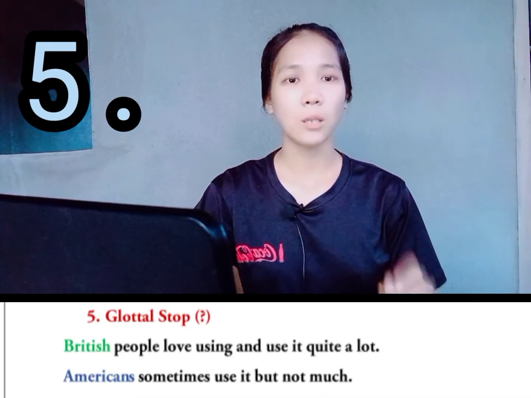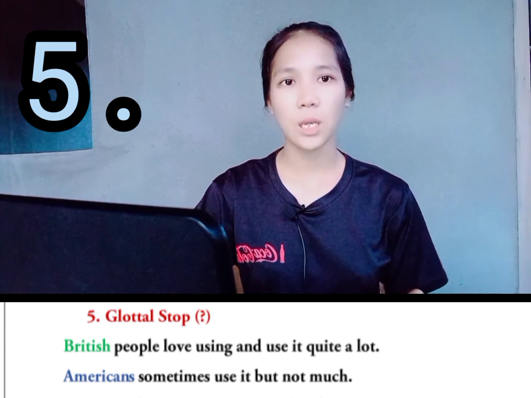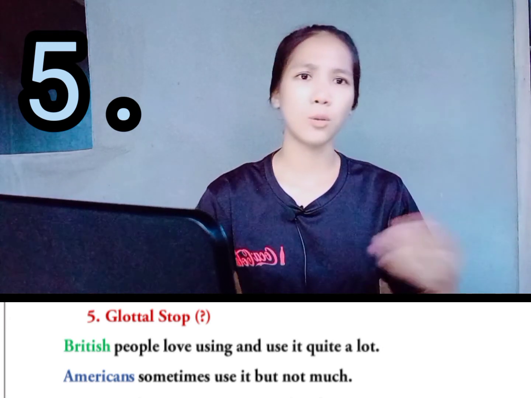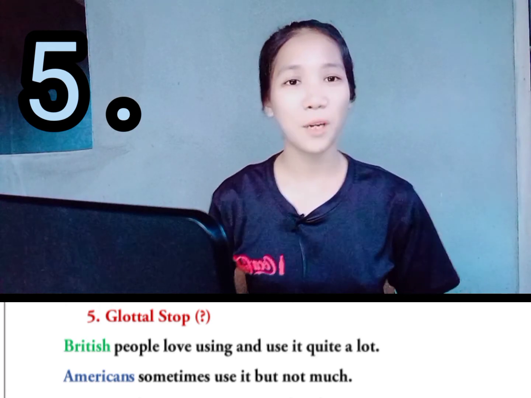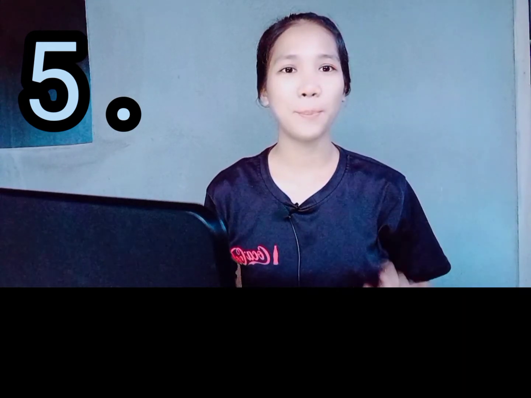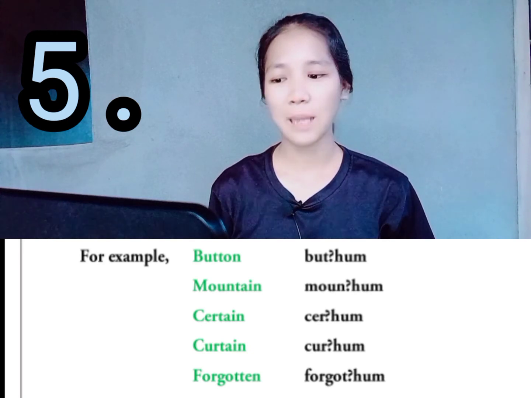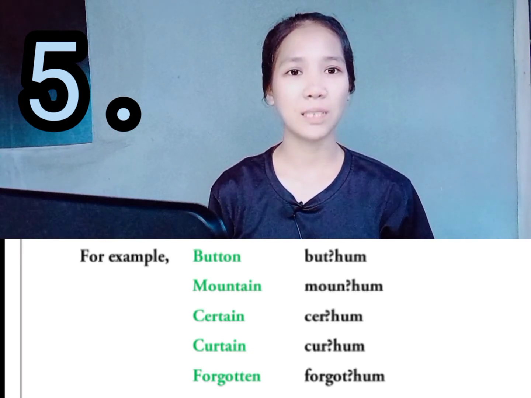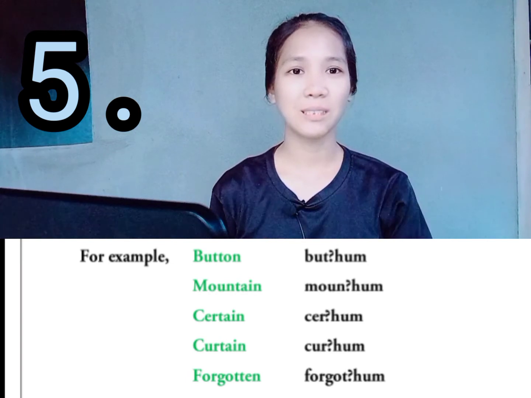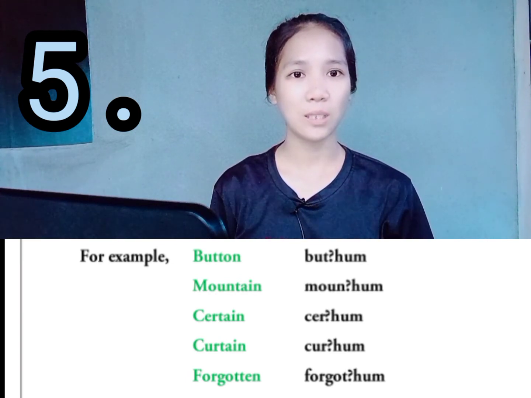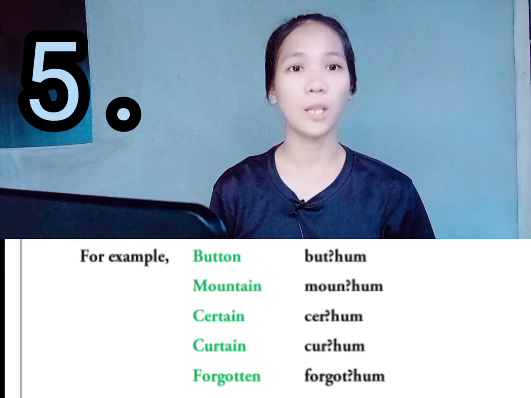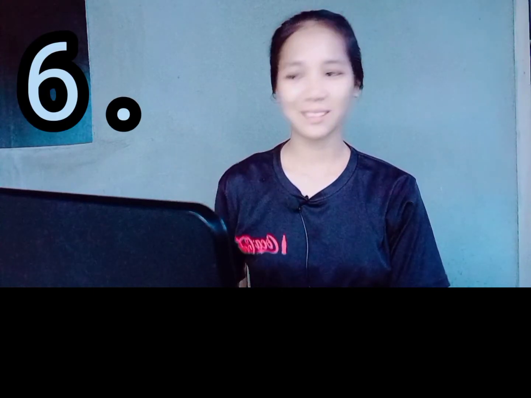Number 5 is the glottal stop. The glottal stop is very commonly used in the British and they use it quite a lot, but the Americans sometimes use it. For example, button, mountain, certain, curtain, forgotten. Okay, here's this number 5.